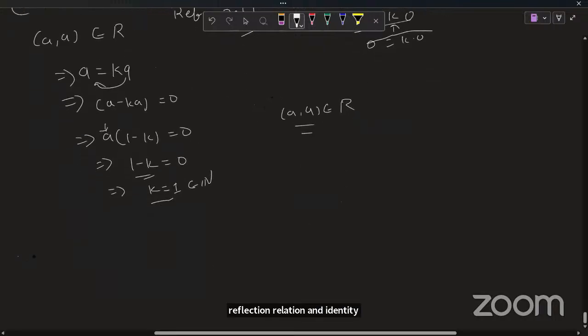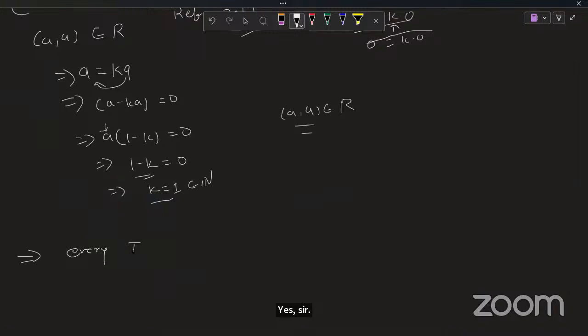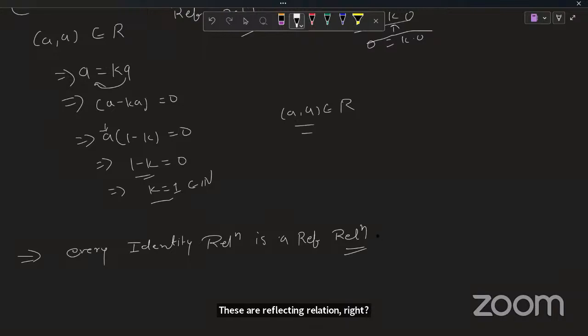So from here, the observation is that every identity relation is a reflexive relation, right? This is one observation. Okay, Jashan, why not? You are saying every reflexive relation is an identity relation, but the vice versa is not possible. Why is every reflexive relation an identity relation? That's my question.